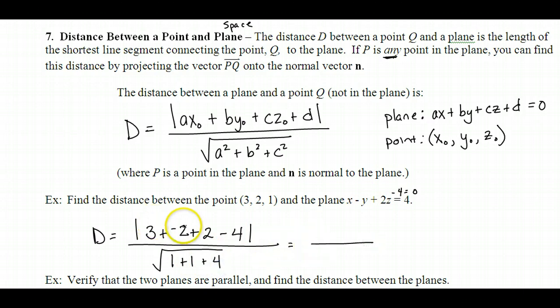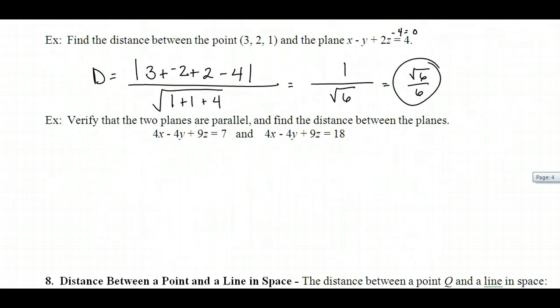So 3 plus a negative 2 would give us 1. 1 plus 2 is 3. 3 minus 4 is negative 1. Absolute value will give us 1 divided by the square root of 6. Therefore, our distance is square root of 6 divided by 6.